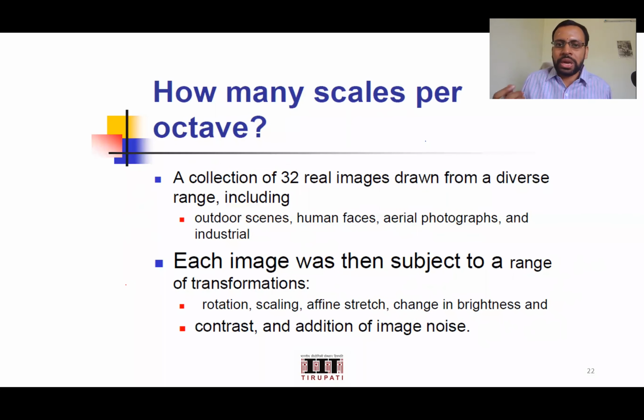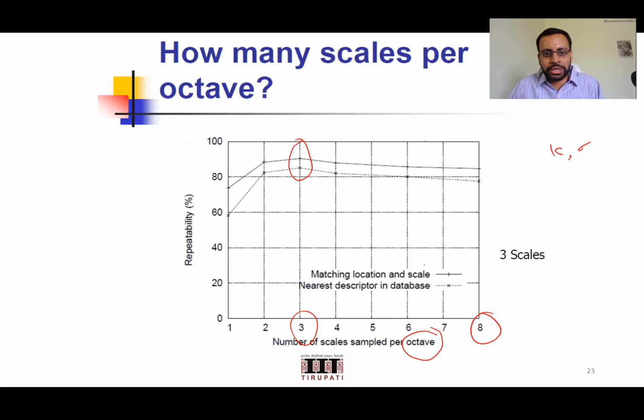As I mentioned, to arrive at these optimal values for the k value and sigma values, he has considered 32 real images drawn from a diverse range, including outdoor scenes, human faces, aerial photographs, industrial photographs, and so on. Each image was subjected to a range of transformations that include rotations, scaling, affine, change of brightness, contrast changes, addition of image noise, and everything. Since he knows the original image, and even after these changes he knows the corresponding points, based on that he computed the repeatability, and he changed the number of scale samples per octave.